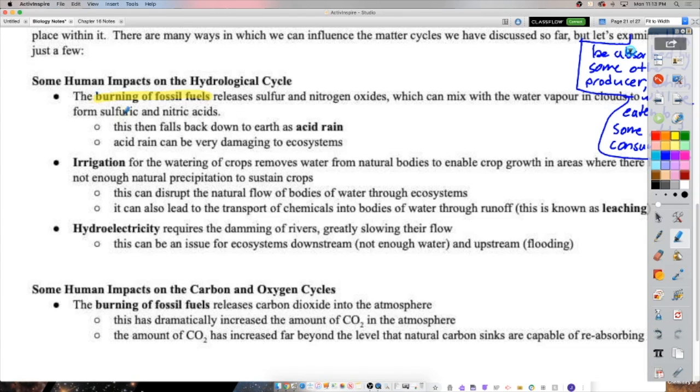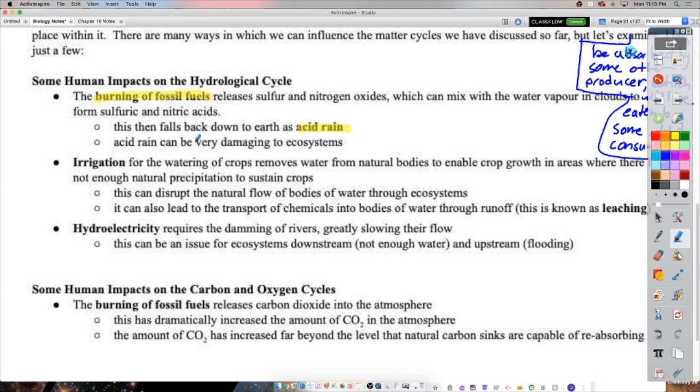Okay, but burning fossil fuels releases sulfur and nitrogen oxides, which can mix with the water vapor in clouds to form sulfuric acid and nitric acid. Okay, so you probably see which one makes which one. This then falls back down to the earth as acid rain. So you mix sulfur and nitrogen oxide with water, you get sulfuric and nitric acid. That falls back to the earth as acid rain.